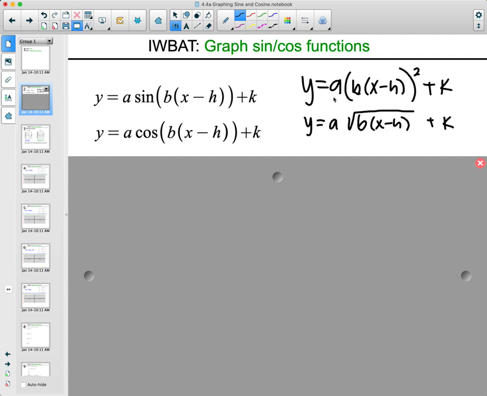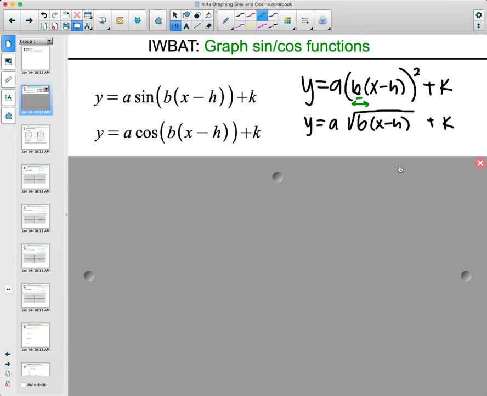You've seen what the a does, vertically stretching it. You've seen the h moving it left and right, the k moving it up and down. The b value you have seen, but it's kind of always looked like it does the same thing as the a value. So now with these trig functions, it's kind of going to be the first time that you're really going to see that the b value does a horizontal compression, or a horizontal stretch. So this is going to stretch it left and right versus your a value stretching it up and down.